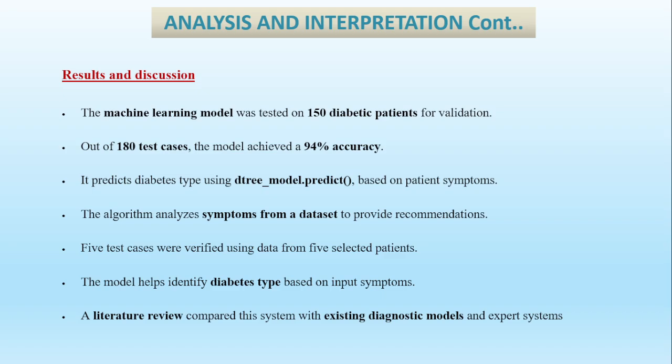The machine learning model was tested on 150 diabetic patients for validation. Out of 180 test cases, the model achieved 94% accuracy. It predicts diabetic type using d3_model.predict() based on patient symptoms. The algorithm analyzes symptoms from a dataset to provide recommendations.